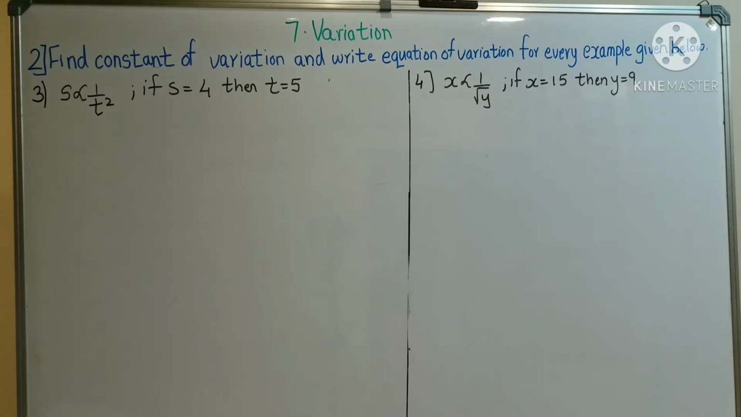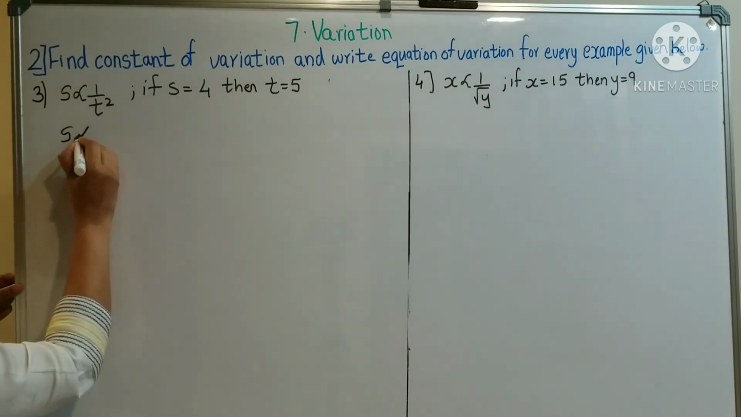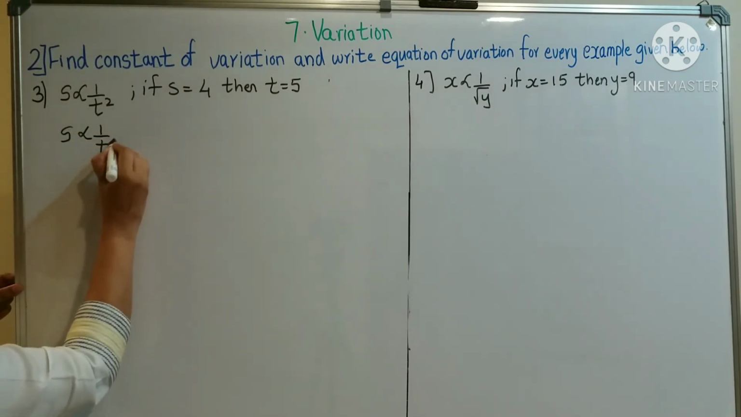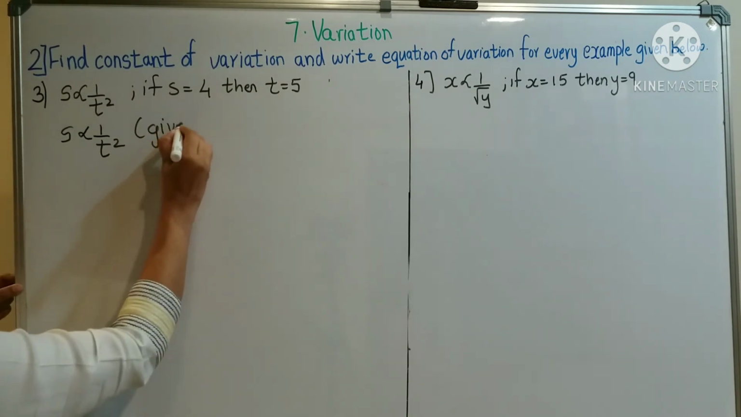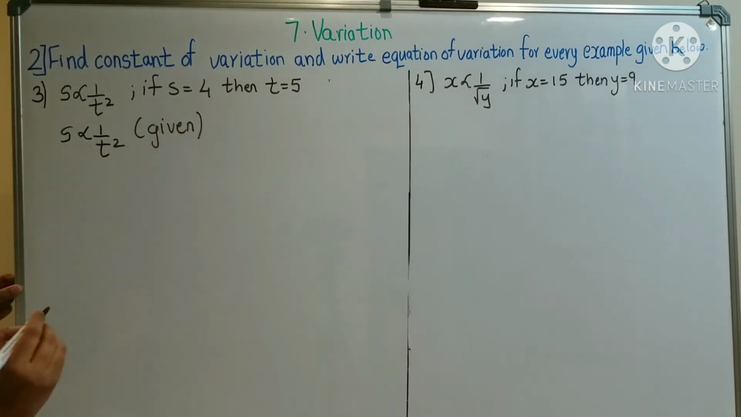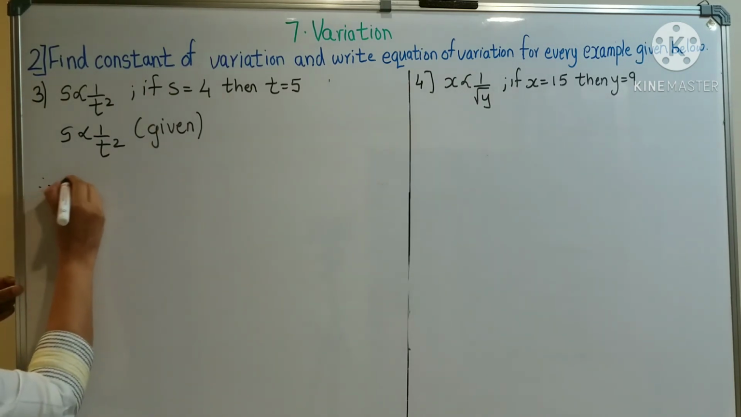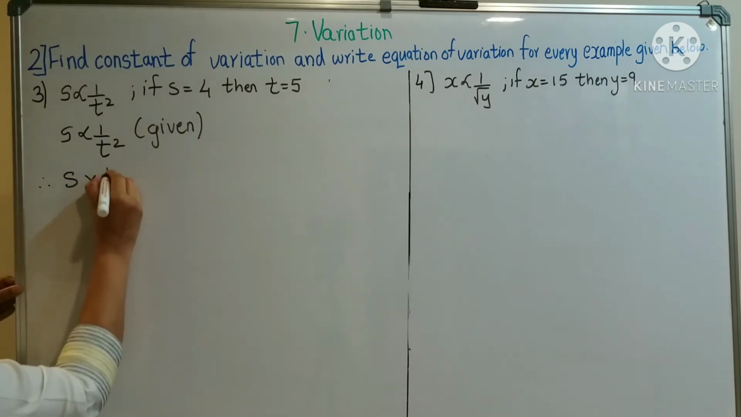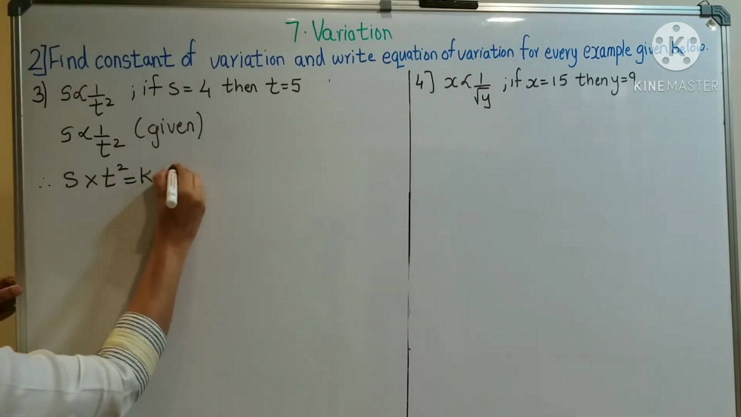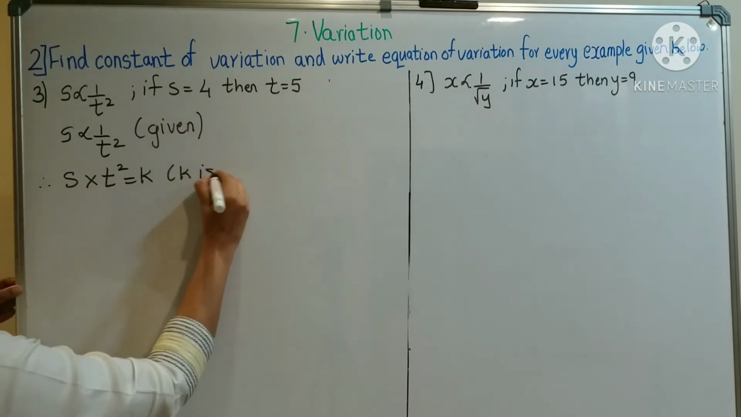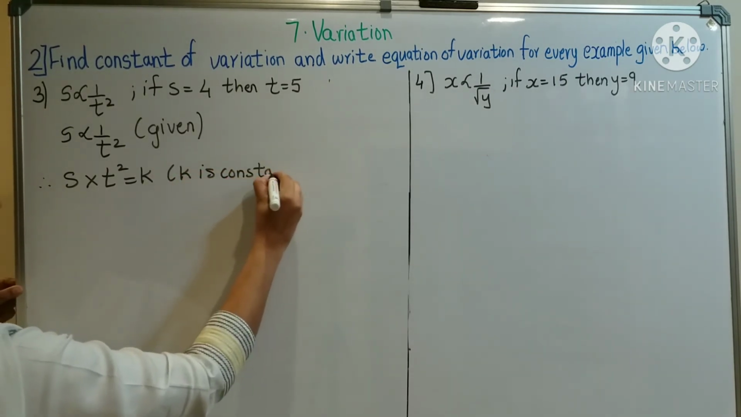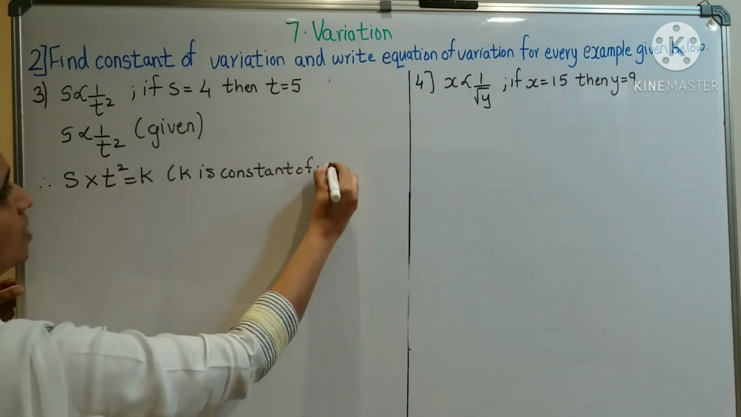Now let us solve the third example. S inversely varies to square of t. This is given. In case of inverse variation, the product of two quantities is constant. Therefore, S into T square is equal to K. K is the constant of variation.